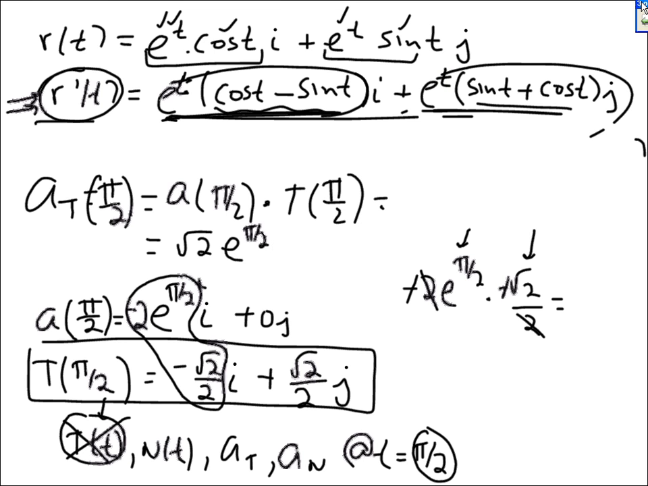Plus, now we multiply the j components. But 0 times square root of 2 is 0. They add 0. You don't need to do it. So a sub t of pi over 2 is square root of 2 times e to the pi over 2. So I found that. Now we want to find N of t.